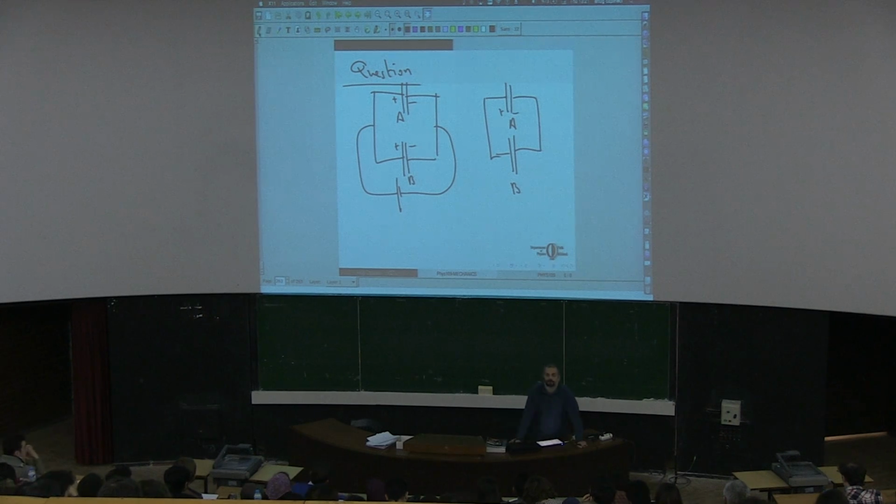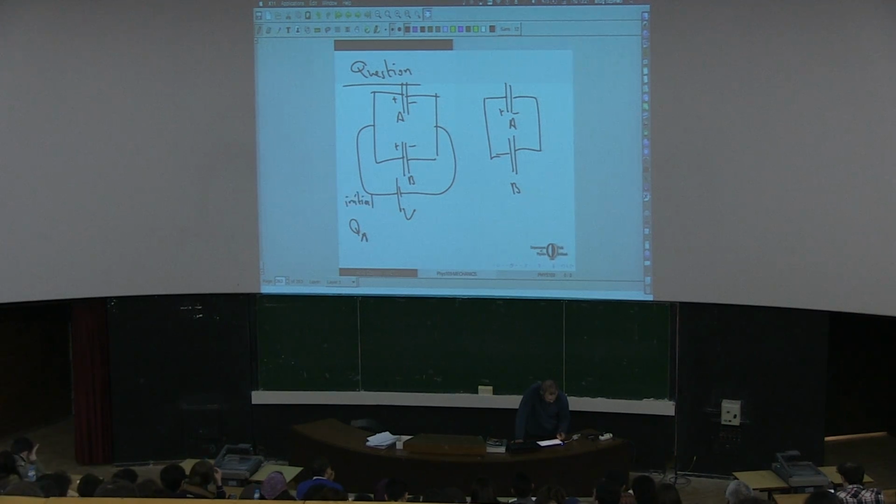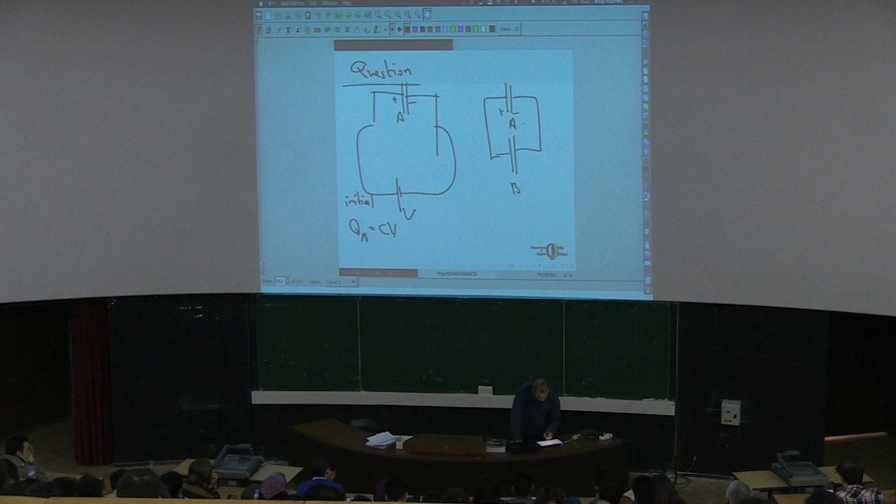Okay, so what will happen? So let's say, what is the initial charge? This is V. What is the initial charge of A? C times V. In this configuration, the final, what is the charge of A and the charge of B?